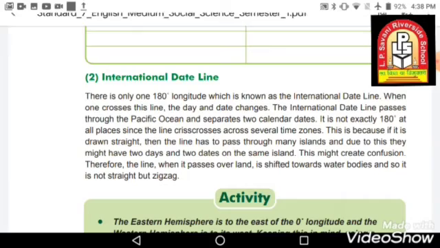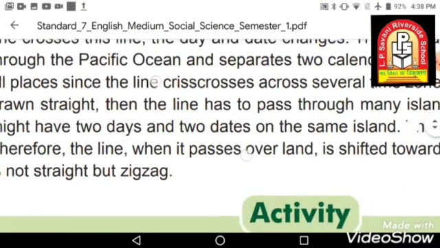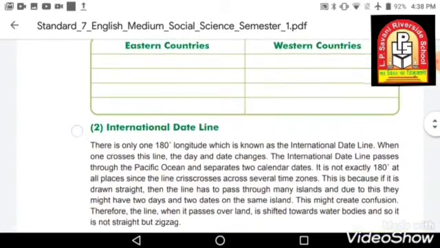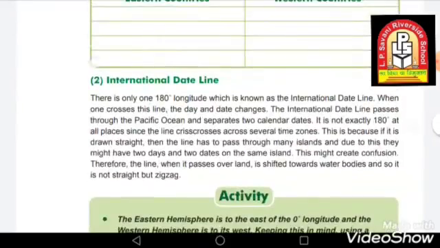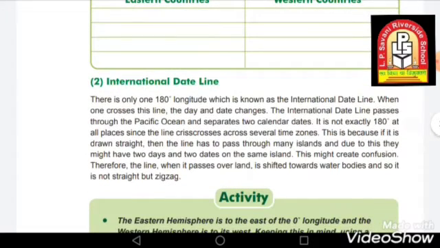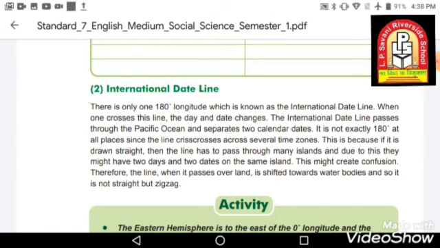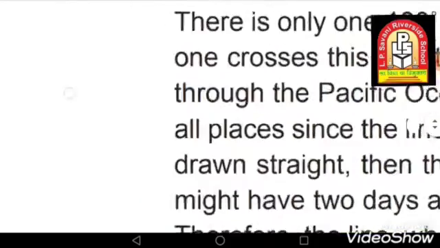It is not exactly 180 at all places, since the line crisscrosses several time zones. So basically this is not a straight line like the one which is the prime meridian. This line, the international date line, is a little bit crisscross because the area is distributed in the Pacific Ocean. Then there are some islands, right? For example, these are some islands. Then that 180 degree line has to be a little bit crisscross.